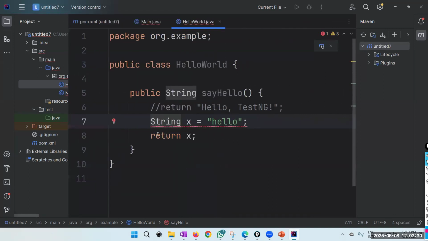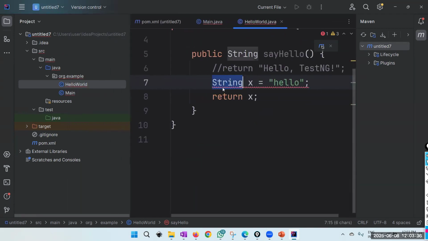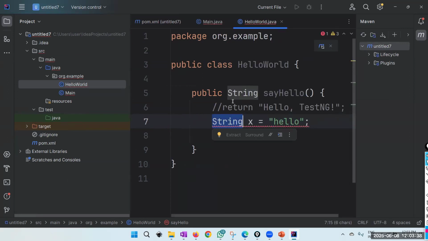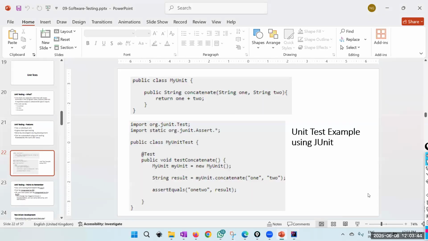Okay, forget about that. Otherwise, I need to figure out what this error is. It's a stupid error, right? It says string cannot be resolved. Okay. Right. So maybe I can explain it in the next class. Otherwise, we'll be spending a lot of time.